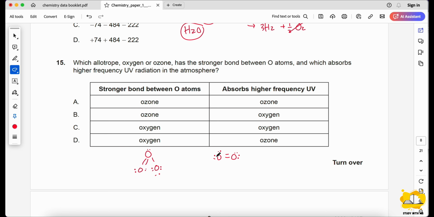At the same time, oxygen has only a double bond, but ozone has a double bond and a single bond. Therefore, it has a short bond for the double bond, and then a long bond for the single O bond. So that's why the answer will be C.